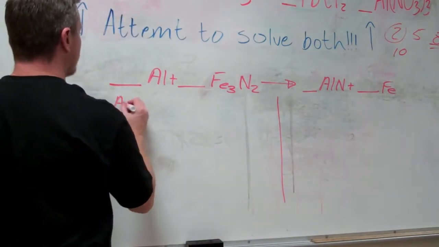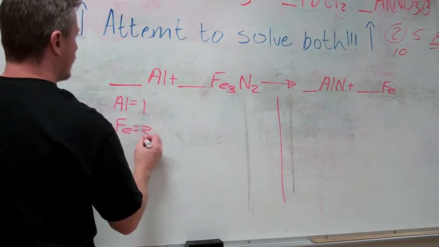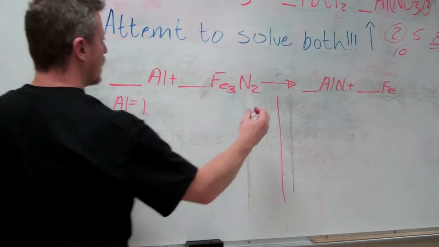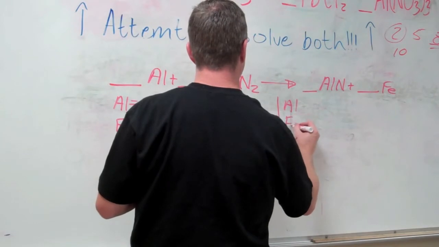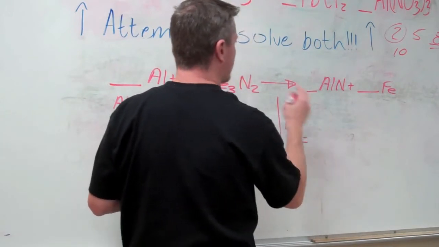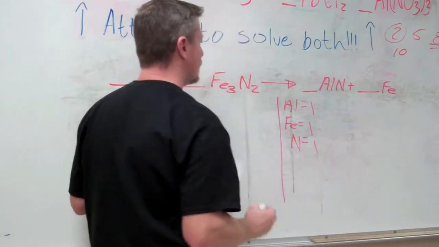So aluminum 1, iron 3, 3, nitrogen 2. I want to transfer the elements in the same order over here: Al, Fe, and N. Okay, so count them up. How many aluminums on this side? Everything's 1, isn't it? Actually, it's real easy to see.